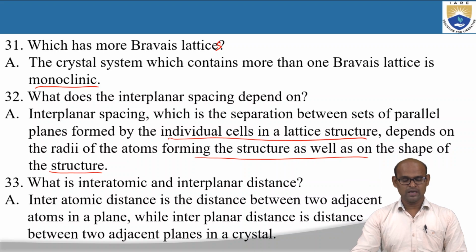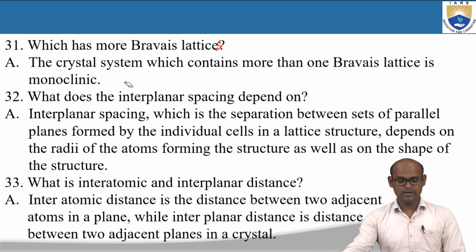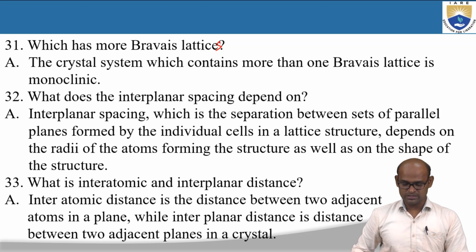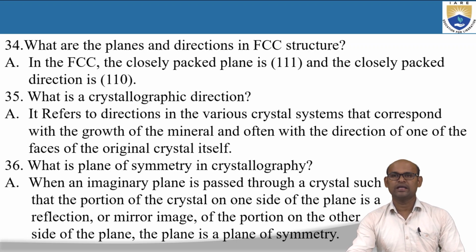Okay, what is the interatomic and interplanar distance? Interatomic distance is the distance between two adjacent atoms in a plane, and interplanar distance is the distance between two adjacent planes in a crystal. So these are different. What are the planes and directions in FCC structures? In the FCC, the closely packed plane is 111 and the closely packed direction is 110.